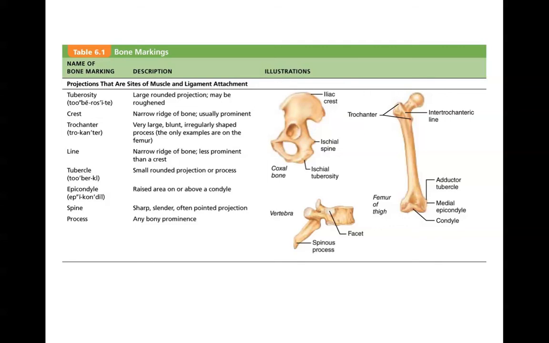This chart and the next one show different markings. What's a trochanter? Well, you look it up. It's a very large, blunt, irregular shaped process, and we only have it on the femur. But other things like a tuberosity, it's the spot where muscles attach. A lot of these markings on bones, there's a femur shown here. There is a pelvis. There is a thoracic vertebra shown.